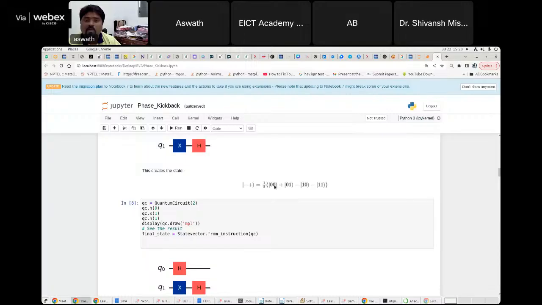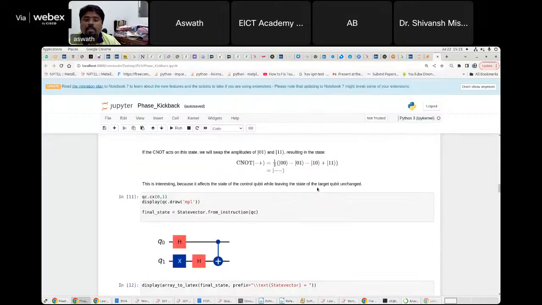Right hand side is a control, left is a target. So only changes would happen in the second term and the third term. Second term becomes 1 1, third term becomes 1 0. That is what is happening here. Second term becomes 1 0. Last term becomes 1 1.